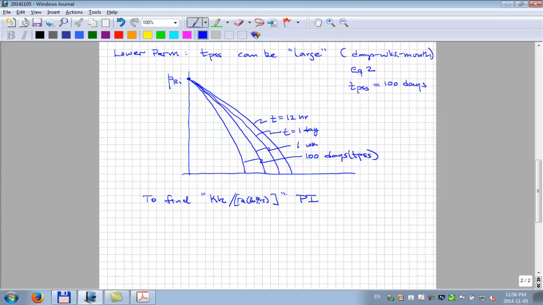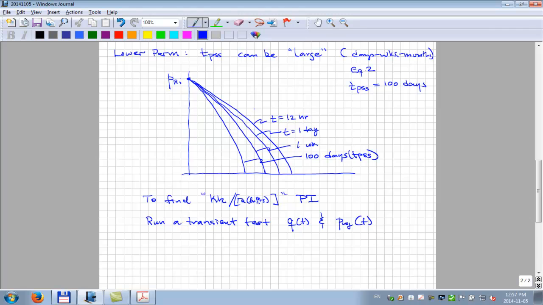You basically have to run a transient test. You have to measure the rate and pressure during a period. Maybe not 100 days, but in theory you could do it over 100 days. You might run a test where you measure rate as a function of time and bottom hole flowing pressure as a function of time.